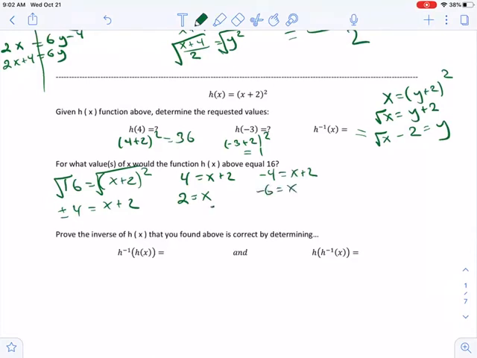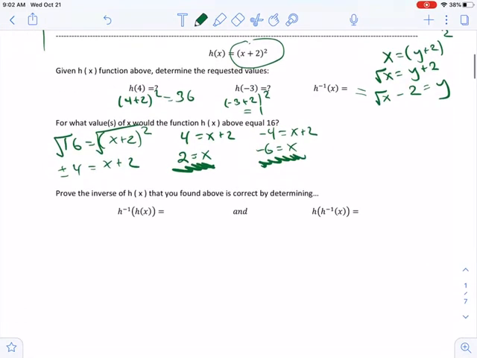If I take these x values that I've found and plug them into this equation, I find out that it is accurate. Negative 6 plus 2 is going to give me negative 4. When I square that, I get 16. 2 plus 2 is 4. When I square that, I get 16 as well.